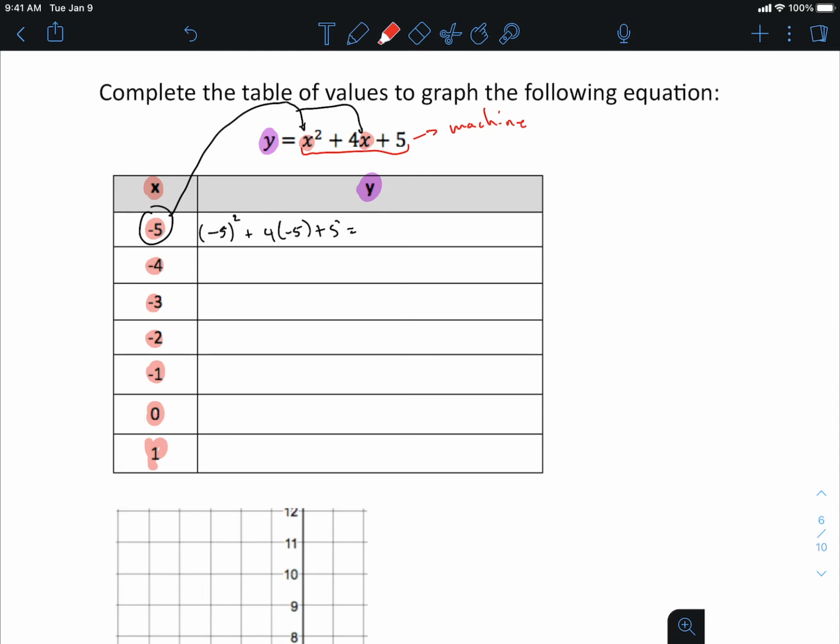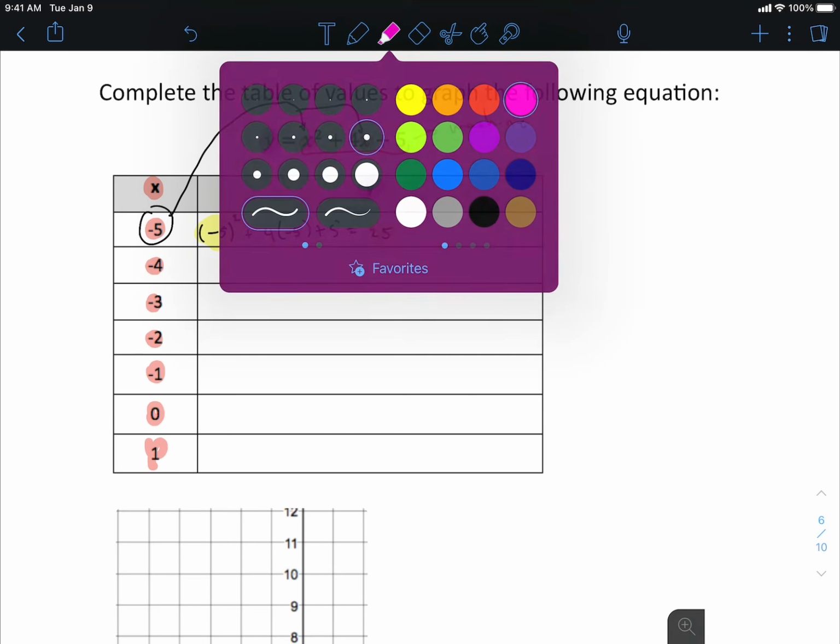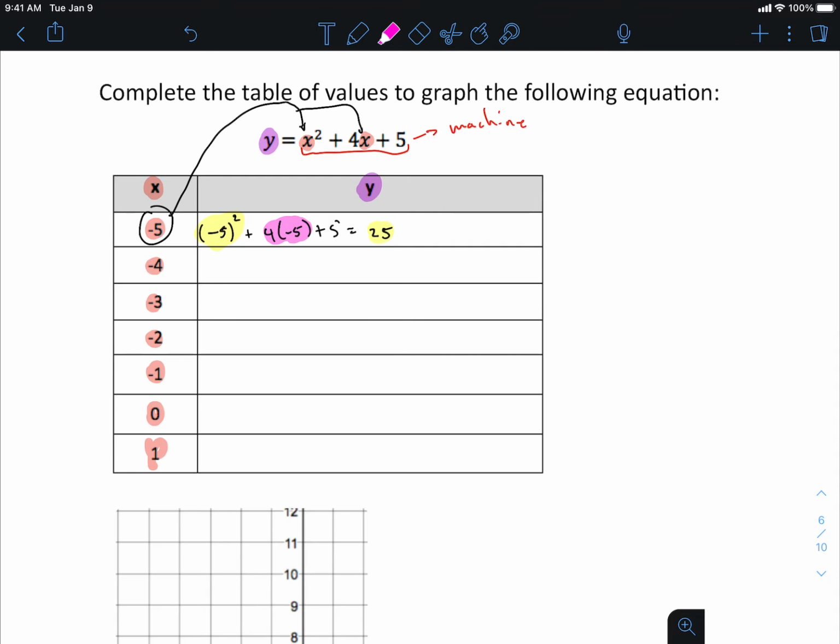-5, I'm going to do a different color. -5 squared turns out to be 25, right? 4 times -5 is -20, right? Plus 5. So you just type this in your calculator. 25 minus 20 is going to be +5, plus 5 should be 10. You're just doing the math.